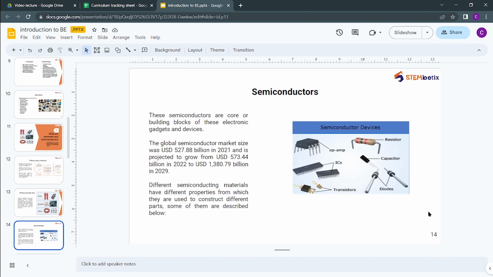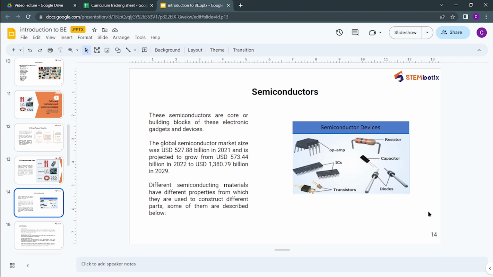Now semiconductors, as you can see in the image, the semiconductor devices are op-amps, ICs, transistors, diodes, capacitors, and resistors. Semiconductors are nowadays widely used in each and every device. The global semiconductor market was 527.88 billion in 2021 and is estimated to reach 1380.79 billion in 2029. So these are the materials which are widely used, and different materials have different properties.